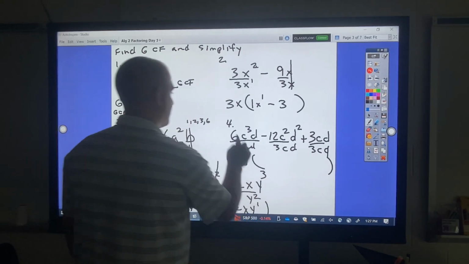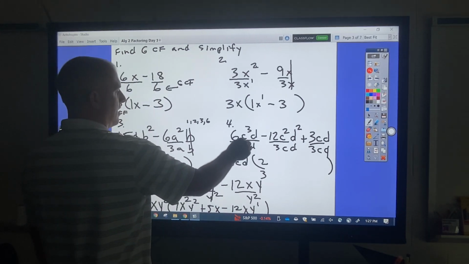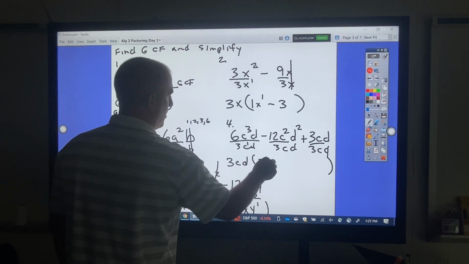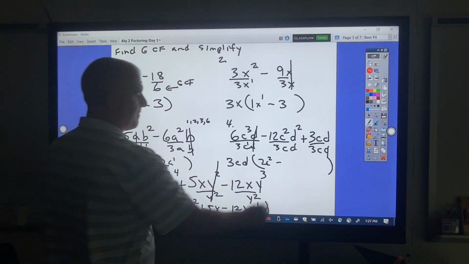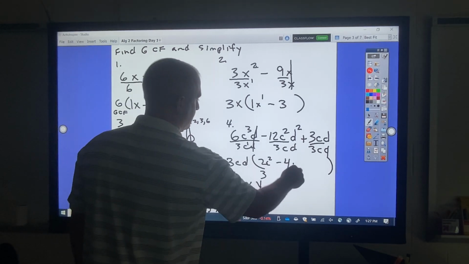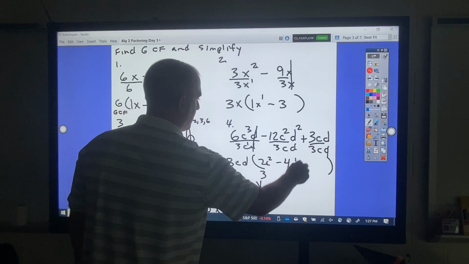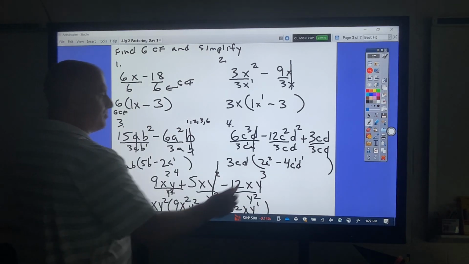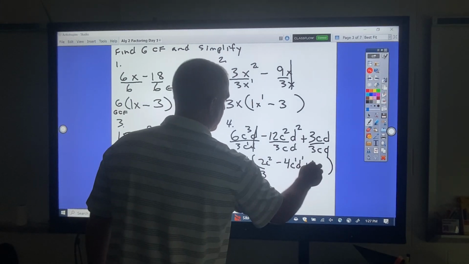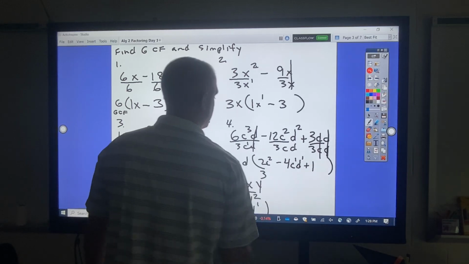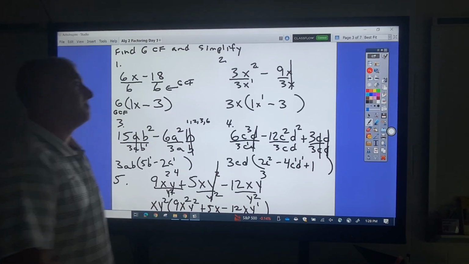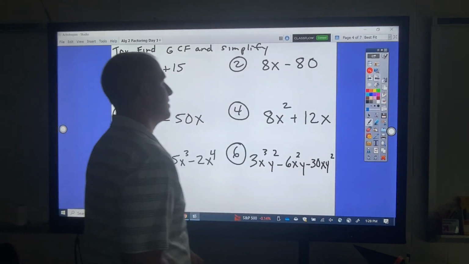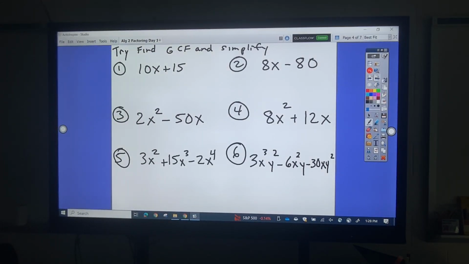Okay, so 6 divided by 2 is 3. This is a 1. 3 minus 1 would be 2. Those go away. Minus 12 divided by 3 would be 4. C1, D1. Once again, you don't have to put the ones there, but if it helps you, great. Plus 3 divided by 3 is 1. That goes away, that goes away. Okay, so that would be what that one would be. All right? Okay, go ahead and try this one on your own.